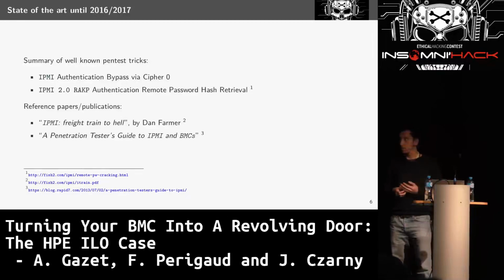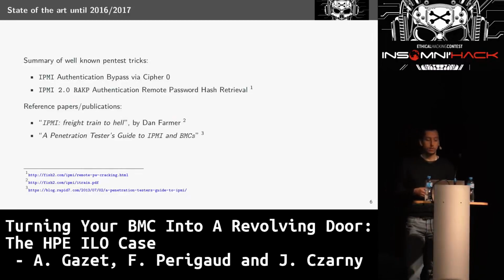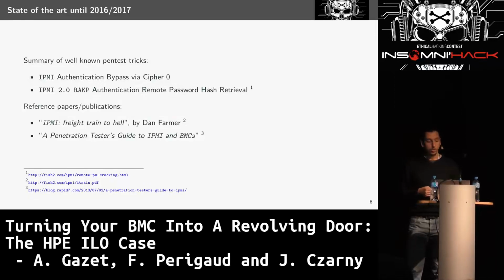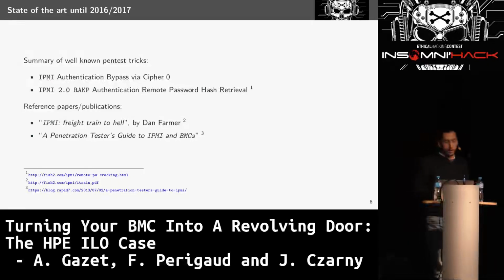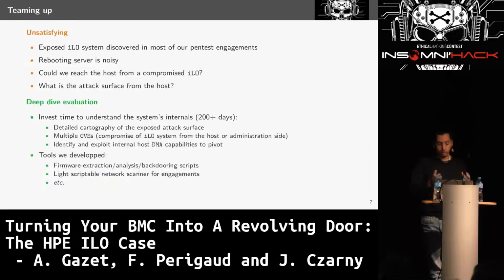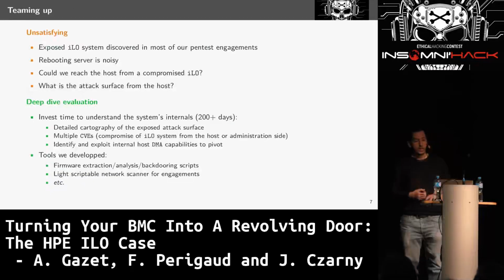There were known weaknesses on IPMI protocol, the famous Cipher 0 on V1 of the protocol, which basically is an authentication bypass. And there's still a kind of weakness on IPMI V2, which sends you a hash of the password as a challenge when you try to authenticate with a server. So that was the state of the art around these systems when we started. And yeah, it was kind of unsatisfying.